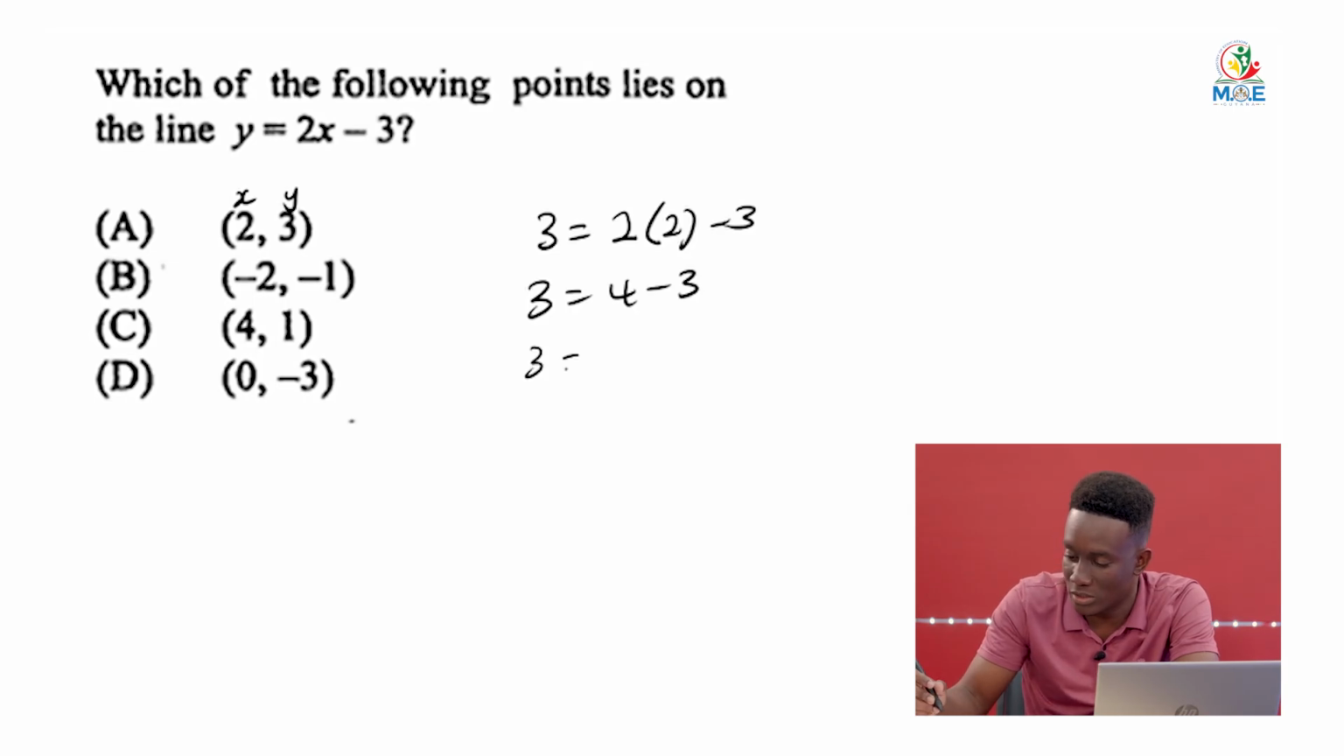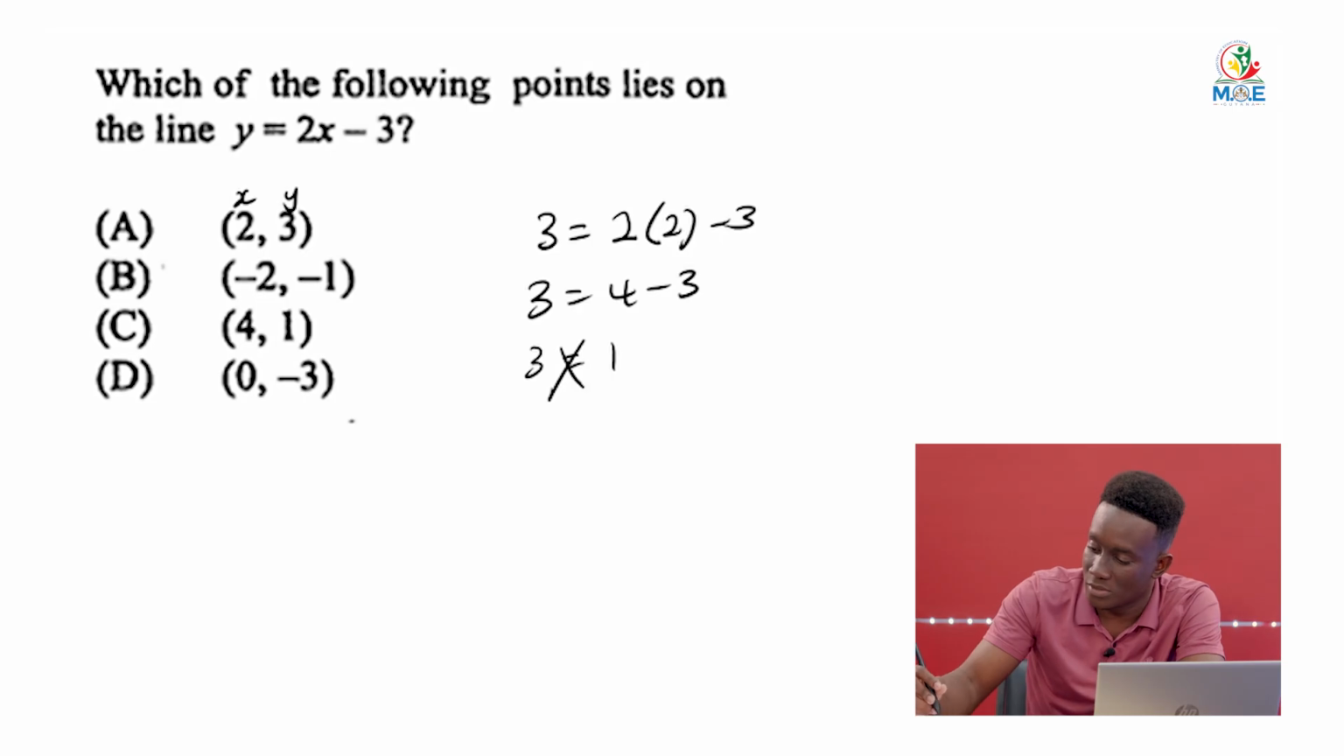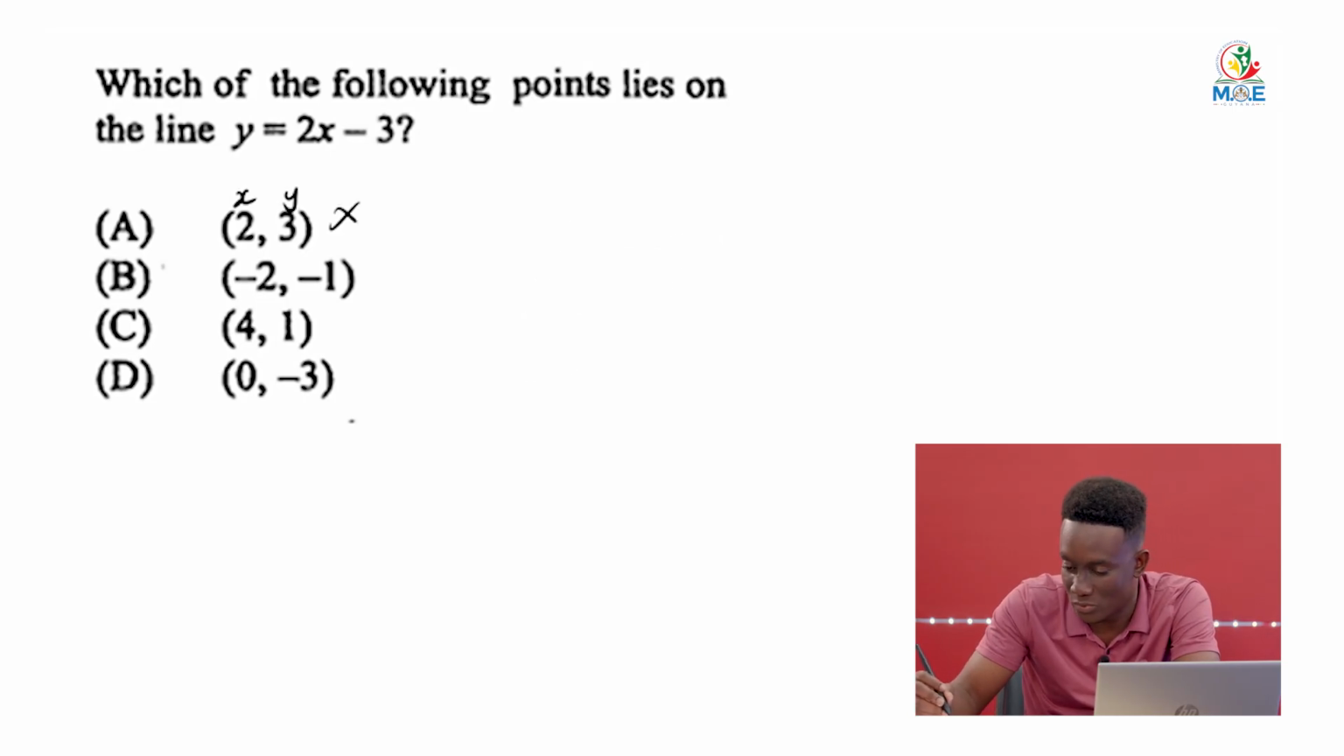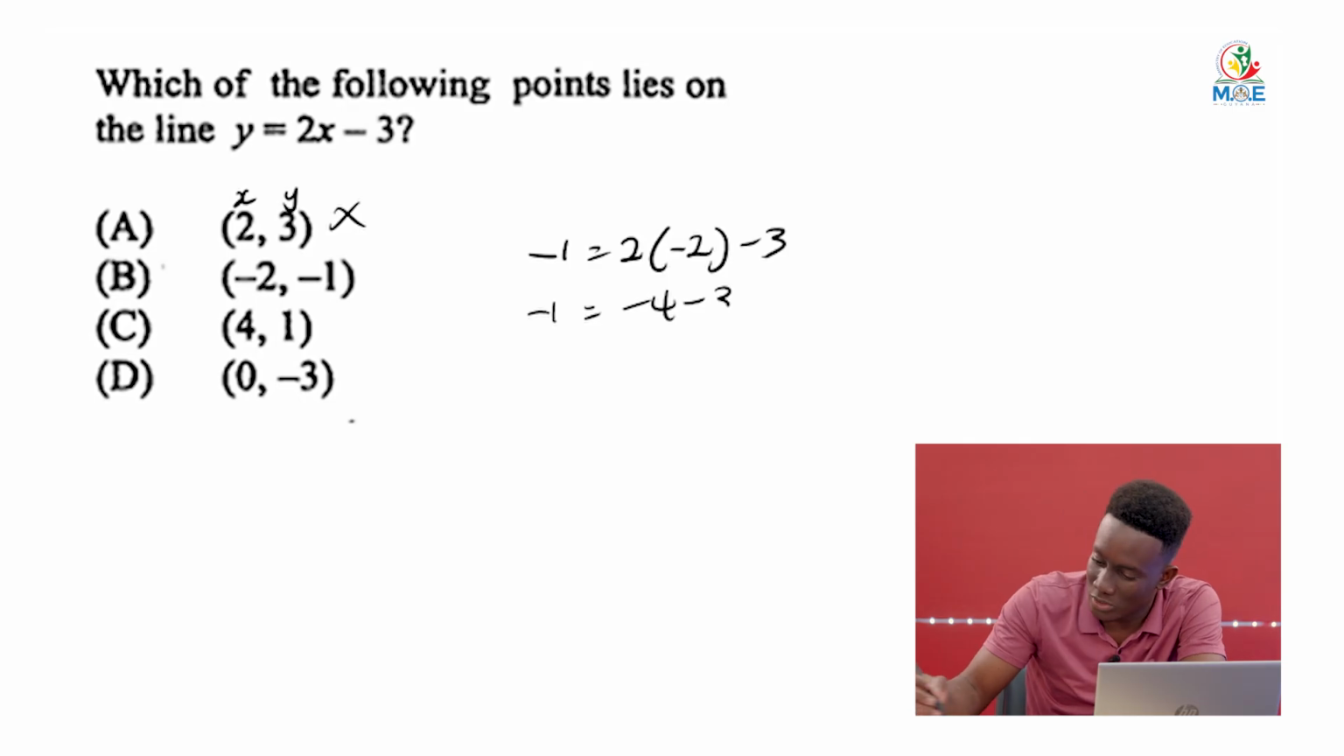So we know this is not equal, so that is out. The first one is out. Let's try the second one. We see y is equal to -1, so we'll have -1 is equal to 2 times -2 minus 3. So -1 is equal to 2 times -2, which is -4, minus 3. We see that is out as well. So let's try the next one.